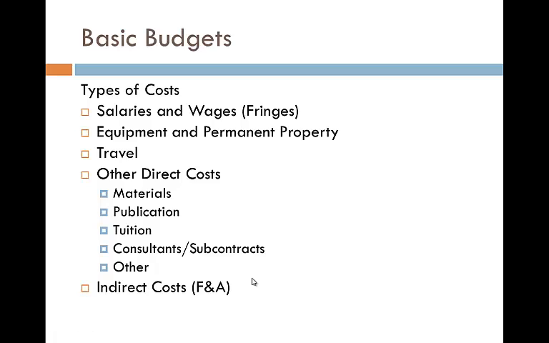A quick overview of the types of costs that are usually included in grant proposals. Often your largest costs will be personnel, salaries and wages, which is what this webinar focuses on. Also, equipment and permanent property, travel, other direct costs such as materials and supplies, publication, tuition for students, consultants, subcontracts, other costs, and indirect costs.